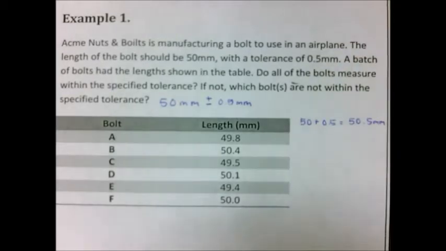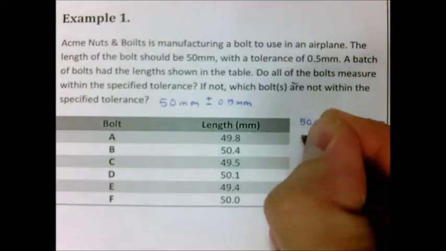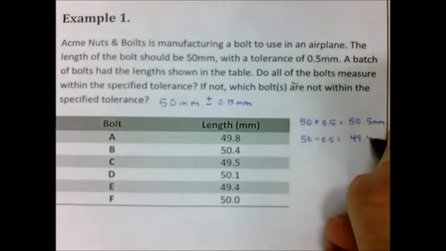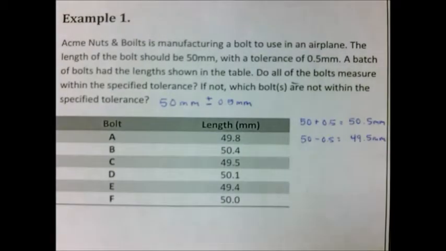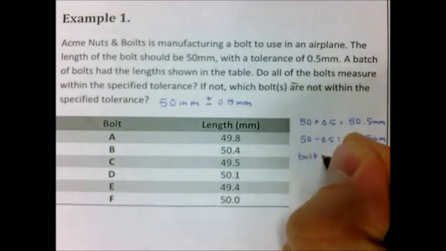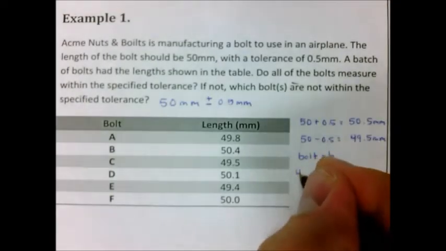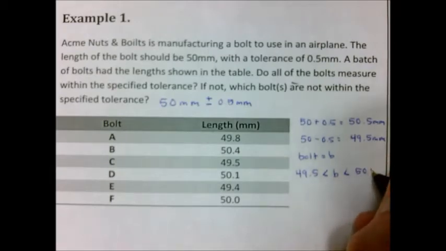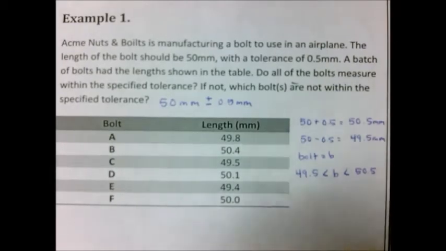If you need to, you can use your calculator on that. And then we also need to subtract, and we get 49.5 millimeters as our low end. So what we're looking for is this bolt, let's identify the bolt as B. This bolt needs to be greater than 49.5 but less than 50.5 millimeters. Let's look at these measurements and decide which ones are in between that range and which ones are not.